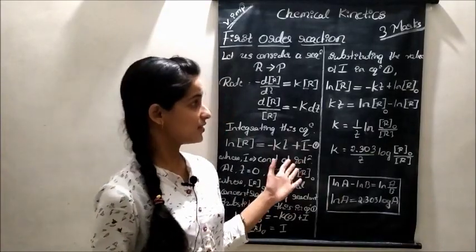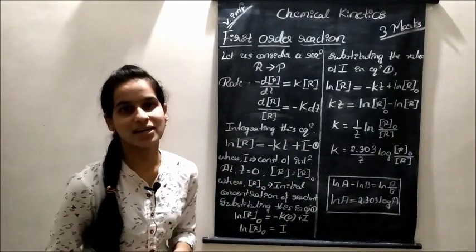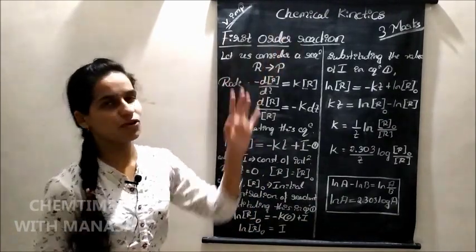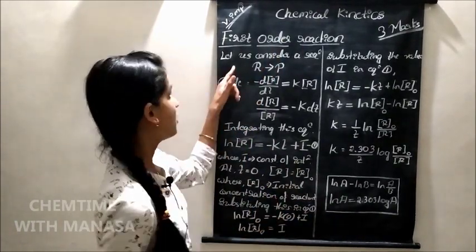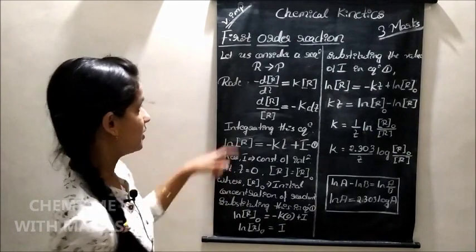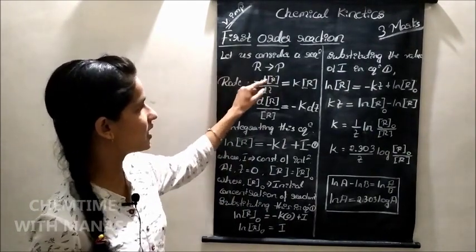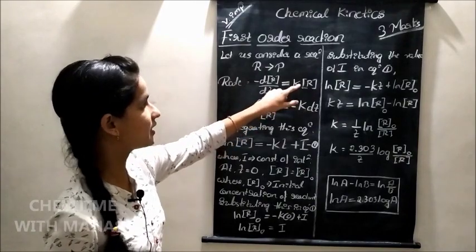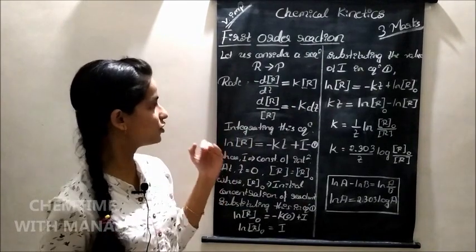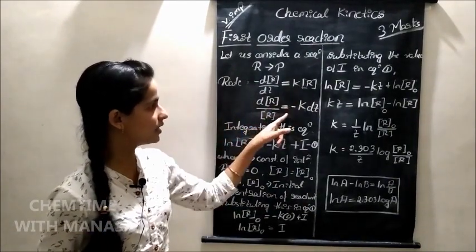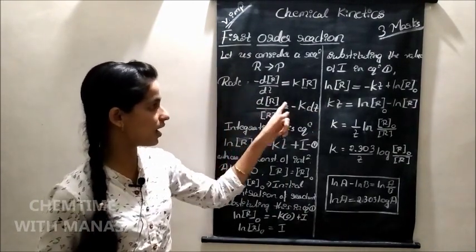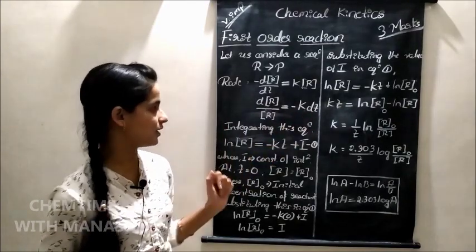Dear friends, this is another important and frequently asked derivation, which is the derivation of the integrated rate expression for a first order reaction. To derive this equation, we have to consider a first order reaction R gives P. Let us write the rate of this reaction, that is minus dR by dt is equal to rate constant K into concentration of R to the power 1. On rearrangement, we get dR by R is equal to minus K dt.